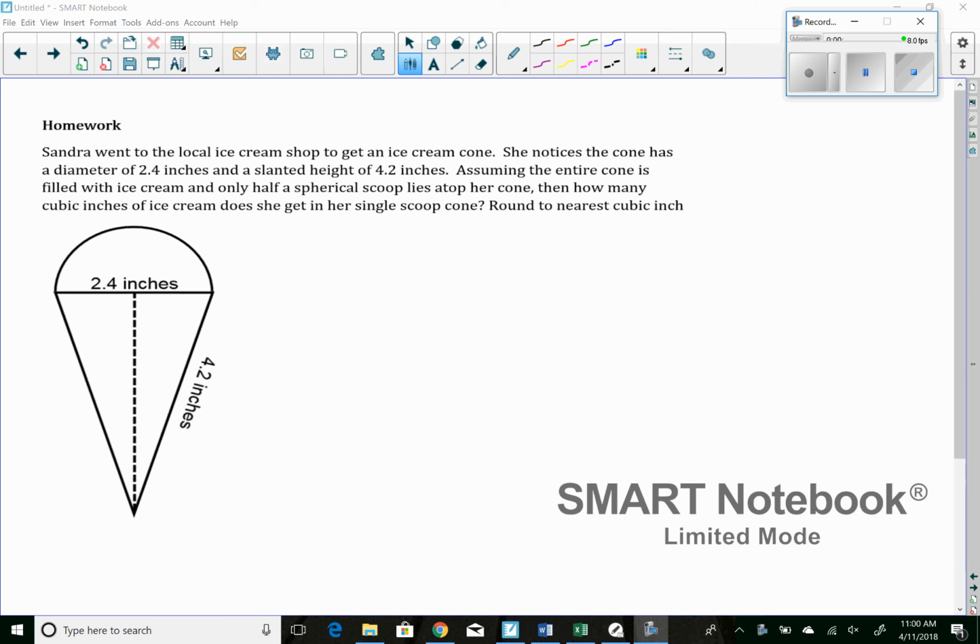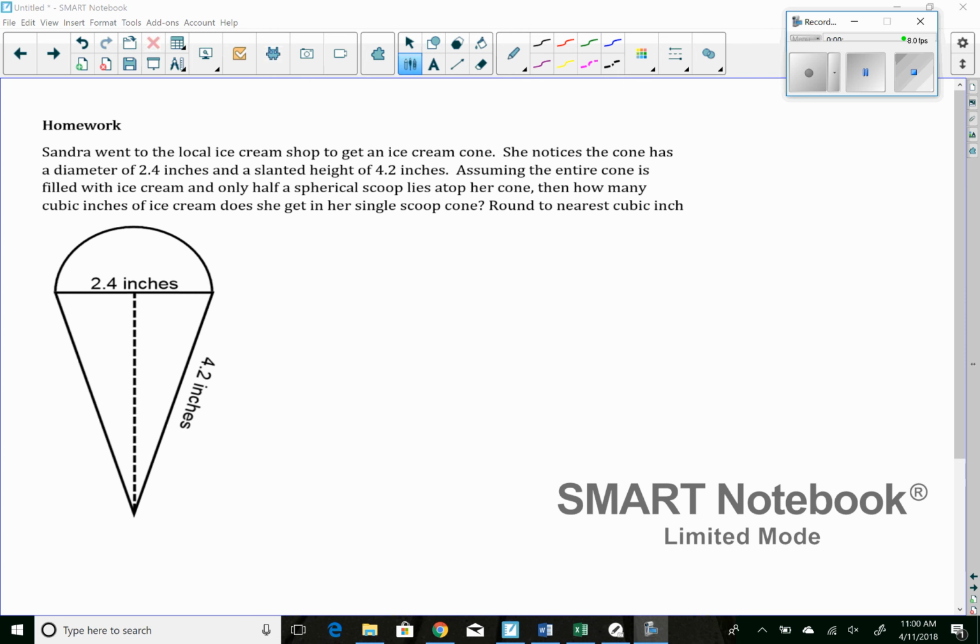She notices that the cone has a diameter of 2.4 inches and a slanted height of 4.2 inches, which is labeled in your picture. Assuming the entire cone is filled with ice cream and only half of a spherical scoop lies on top, how many cubic inches of ice cream does she get in one single scoop cone?